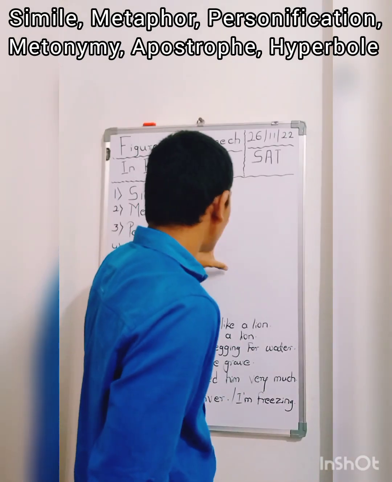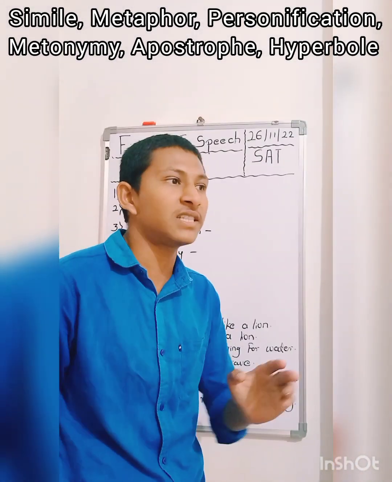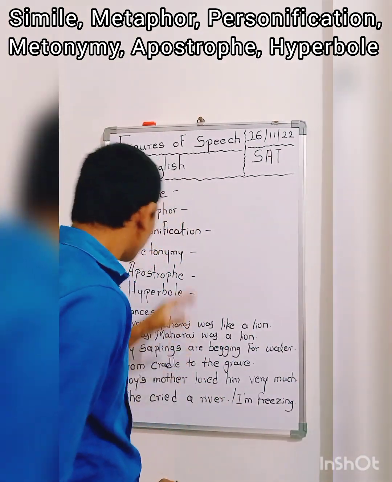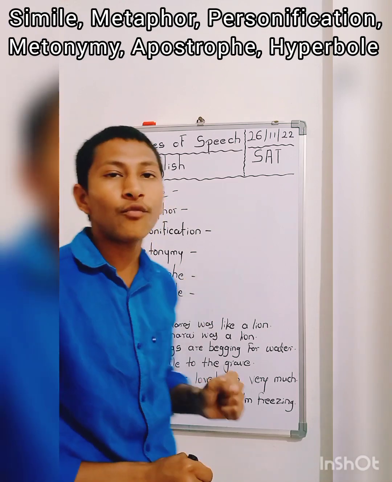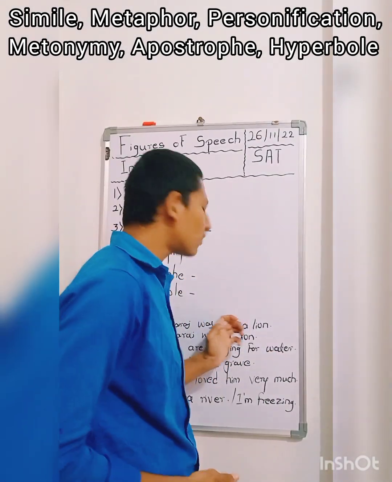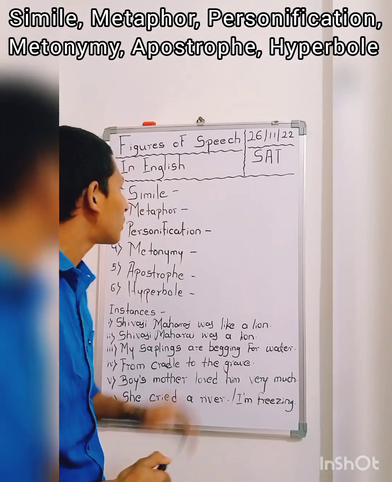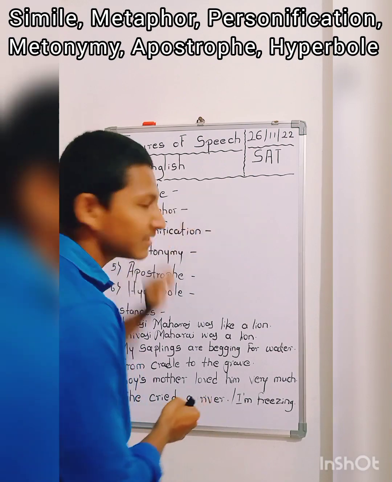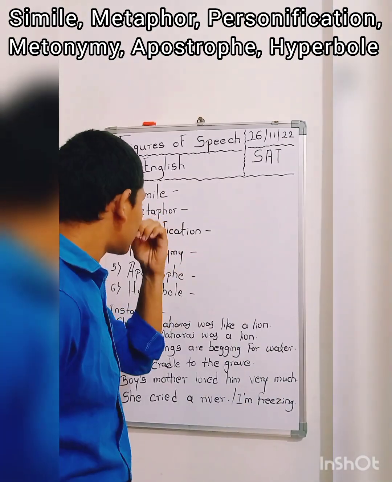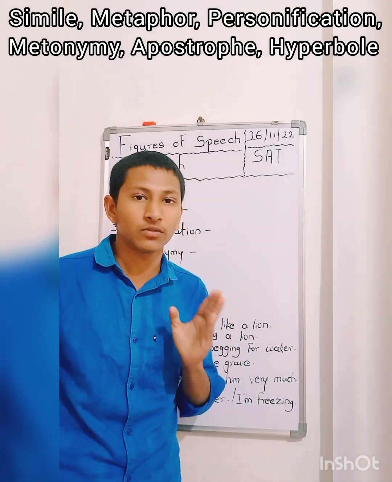Here I have taken only 6 figures of speech from among all those hundreds. So here we are about to know the 6 figures of speech along with their proper instances. I think only one example is adequate for one figure of speech, because there is a lack of space. So I can't write more than one example of a single figure of speech.